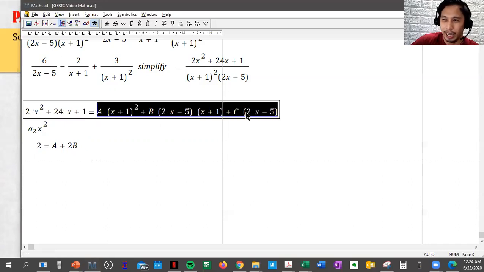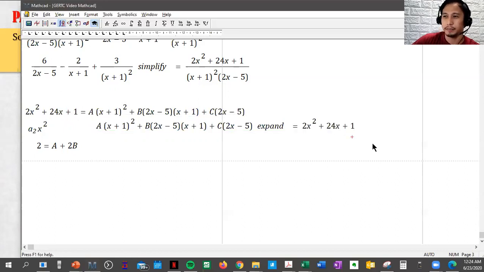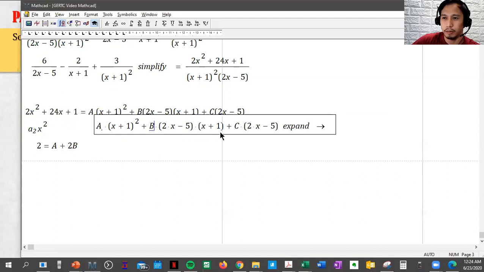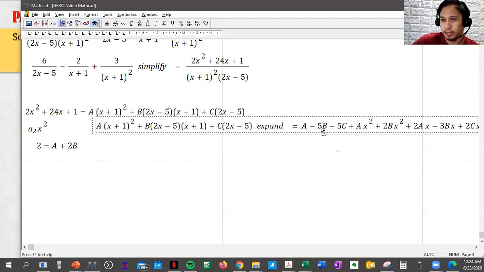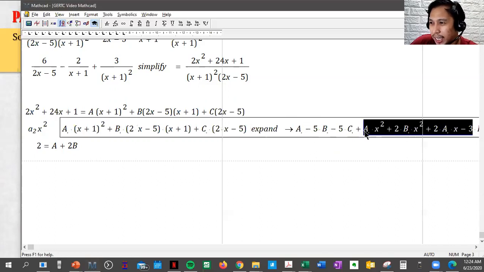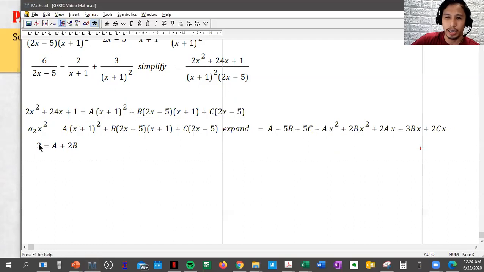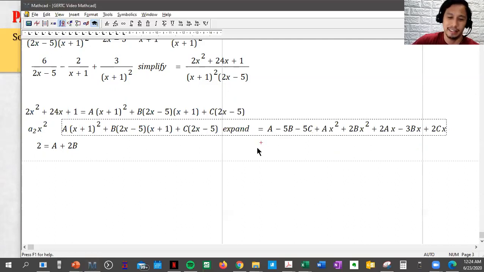Okay, if we are to simplify or expand this, a and b are already solved. I'm gonna make this like this. As you see, the terms with x squared are a and 2b. That is why 2 at the left is equal to a plus 2b at the right. Okay ba?